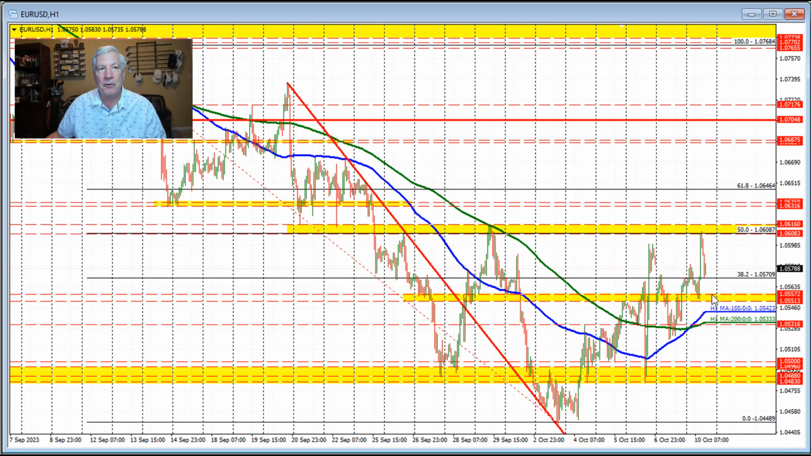If we do break below the 38.2% retracement, we'll watch this area, and then we'll also watch the 100-hour moving average with held support on the top side. If we break above the 1.0610 level up to the 1.0616 level, we should go higher. It's just the way it is. Let's take a look at the dollar versus yen next.